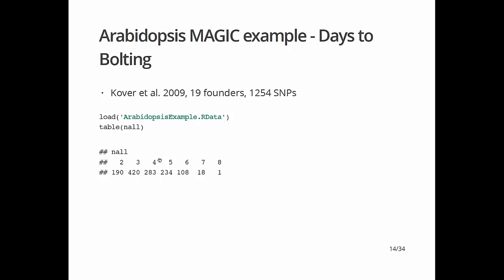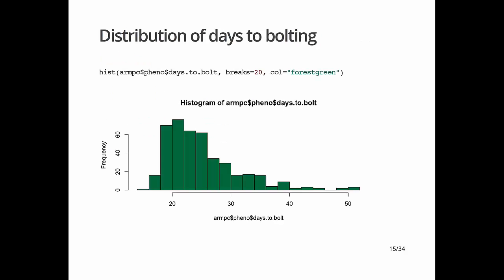The probabilities for this data set have already been computed. So this is an mpprob object, it should be. We can look at the distribution of the days to bolting, which is essentially flowering time, and get an idea of what we're dealing with. You can see it's skewed. It's not quite normally distributed, but it's a quantitative trait. It will probably work reasonably well.